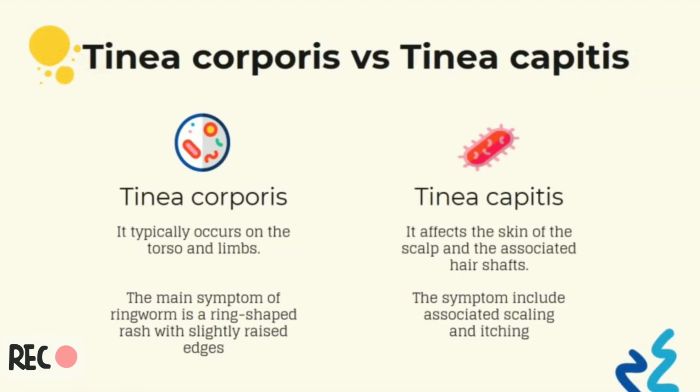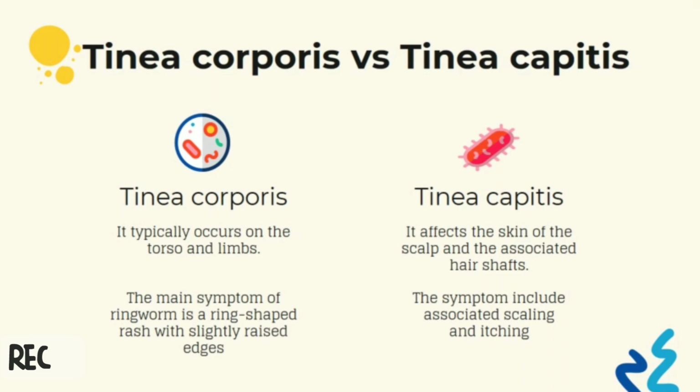First of all is Tinea corporis and Tinea capitis. Their names are very similar but they are different. Tinea corporis typically occurs on the torso and limbs. It's also known as ringworm. Ringworm is caused by a fungus and not a worm. It typically occurs on the torso and limbs.